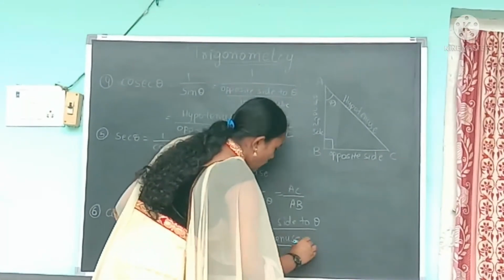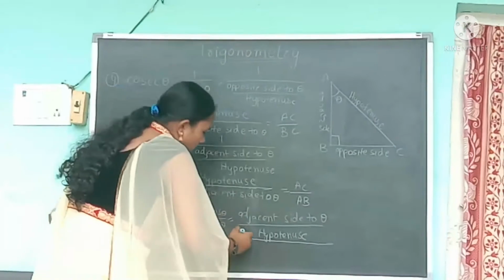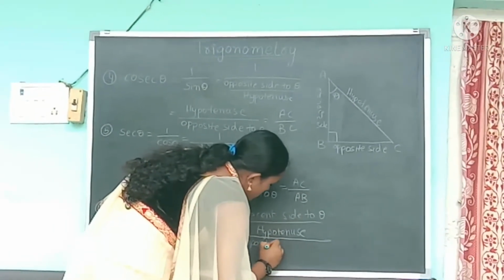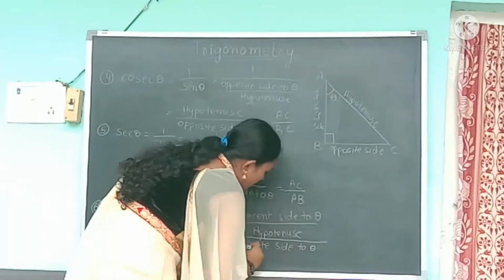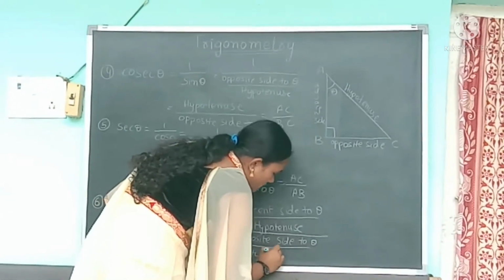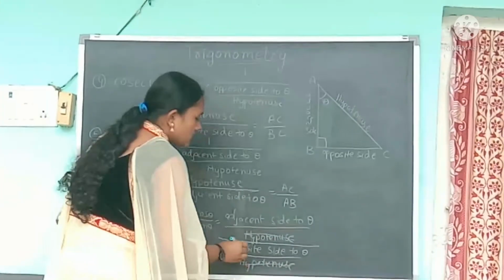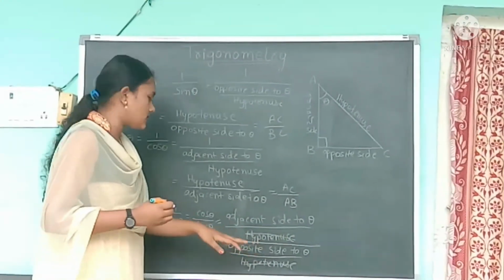And what is sin theta? Sin theta is opposite side to theta by hypotenuse. So this hypotenuse and hypotenuse will get cancelled, and adjacent side to theta by opposite side to theta is the ratio of cot theta.